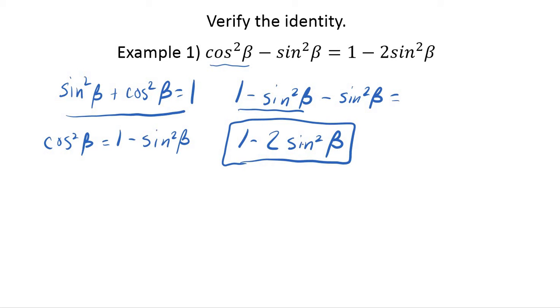Now, this is not my answer. I drew a box around it just to show, hey, I got where I wanted to go. All of this is my answer. So when you verify identities, the work is really your answer. The process is your answer. So you want to be really thorough. You want to show all your steps. Don't skip steps. Show what you're doing so somebody could see it and really follow what you're doing. Okay?